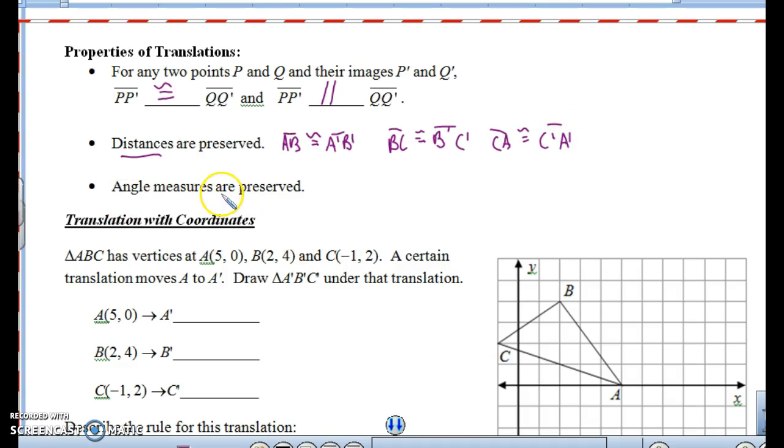And all the angle measures are preserved. Angle A will be congruent to angle A prime, angle B will be congruent to angle B prime, and angle C is congruent to angle C prime. So the size stays the same, and the angle measures stay the same. So all distances and angles are preserved. What you start with is what you end with.